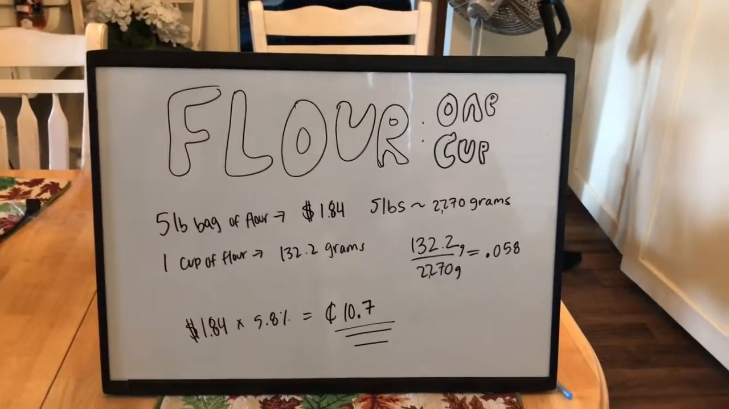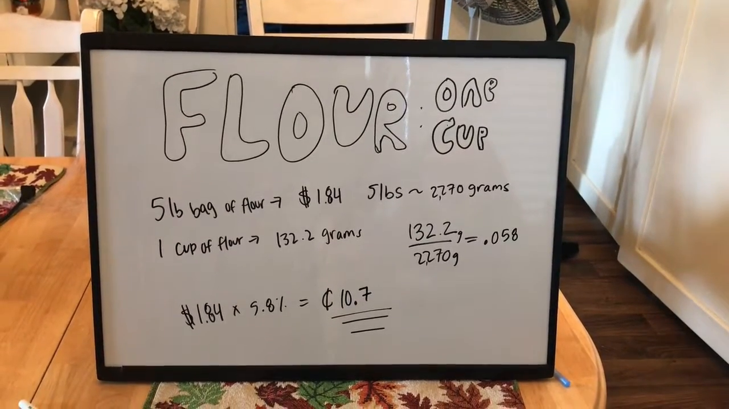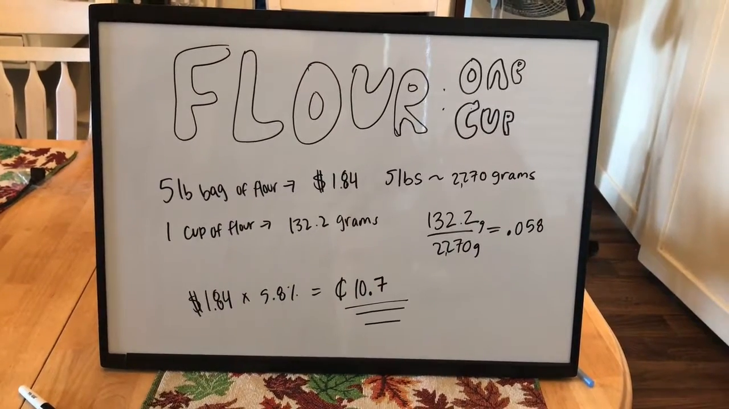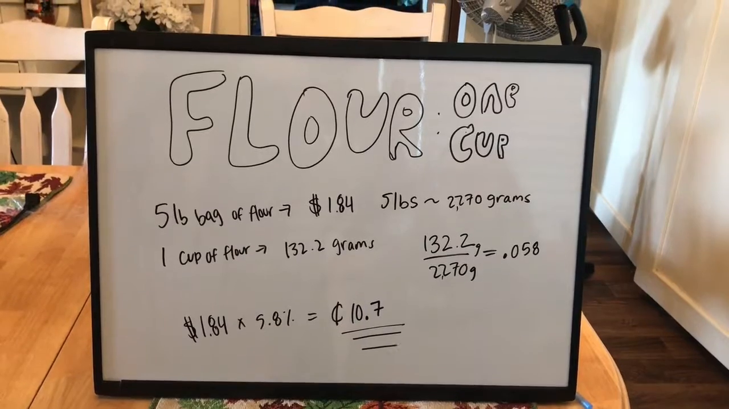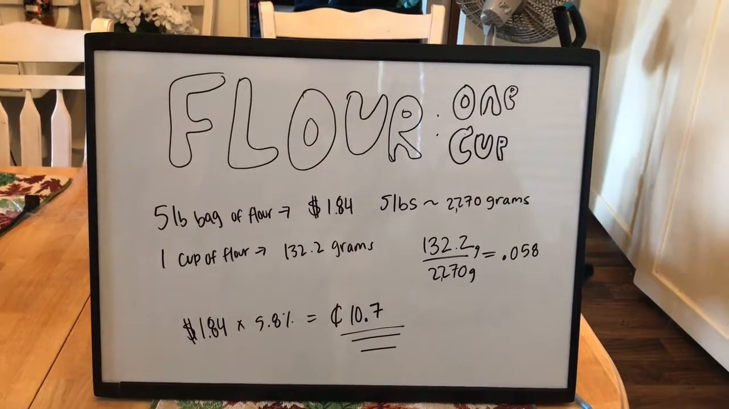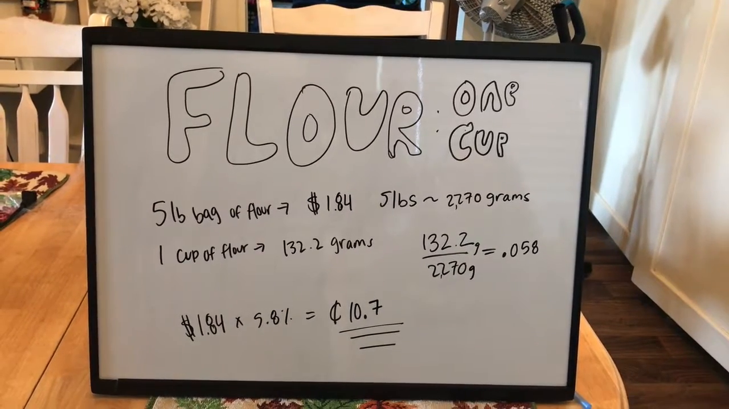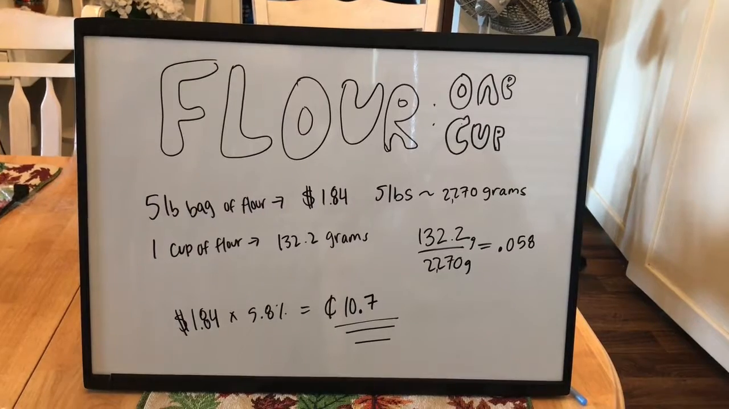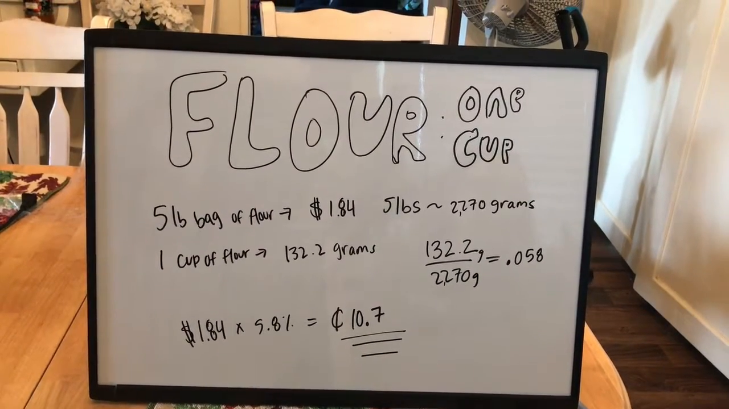For this recipe, we only need 1 cup of flour. I bought a 5-pound bag of flour at the store for $1.84. 5 pounds weighs roughly 2,270 grams. 1 cup of flour weighs 132.2 grams. 132.2 divided by 2,270 is 0.058, which means 1 cup of flour is roughly 5.8% of the bag. $1.84 times 5.8% is 10.7 cents, meaning the flour to make 1 batch of cookies costs 10.7 cents.